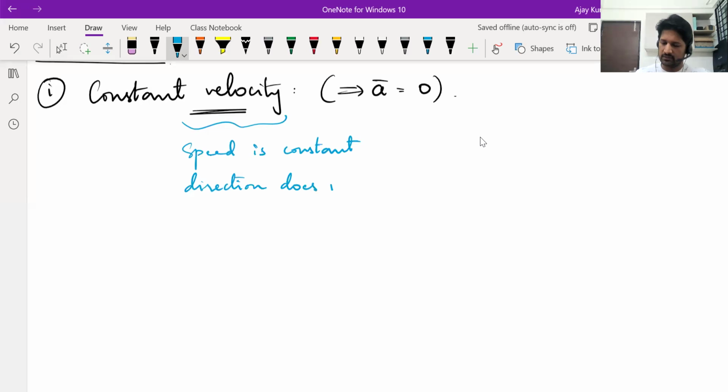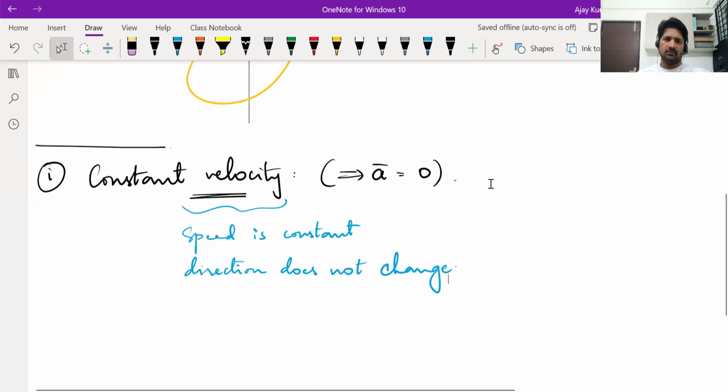Saket, now you tell me, is circle possible? Not possible. Curved paths are not possible. Not just a circle. No curve is possible with constant velocity because direction is not supposed to change. And with constant velocity, an object can only move along a straight line. Okay.